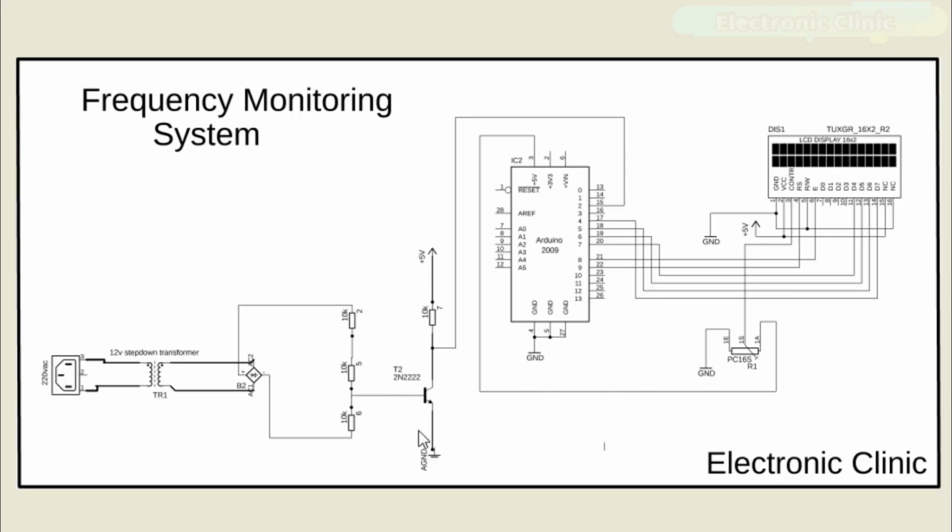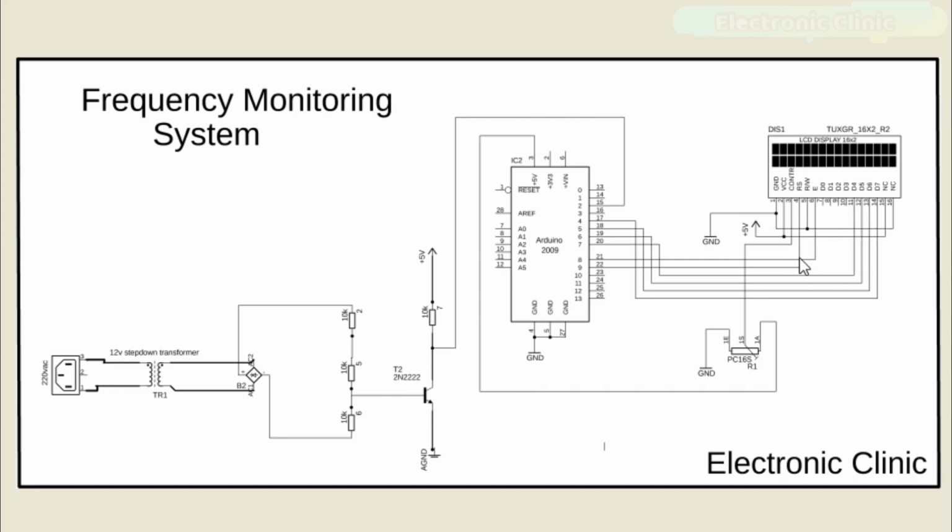The emitter of the 2N2222 NPN transistor is connected with the ground, while the collector of the 2N2222 NPN transistor is connected with a 10K resistor. This is a pull-up resistor. A wire from the collector is connected with pin number 2 of the Arduino. As you can see, ground is connected with pin number 1, 5 and pin number 16.